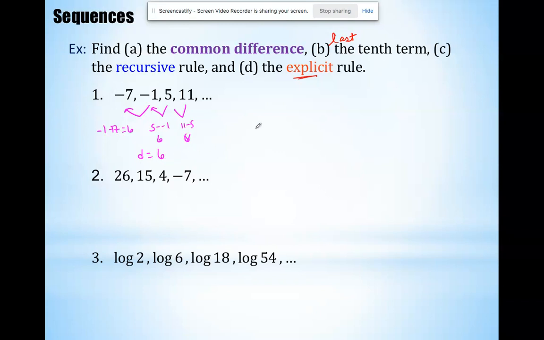So check, I found the common difference. The explicit rule, start with who? Who was our first term? Negative 7. And then to get to the next term, you use the previous term plus 6. The explicit rule is the first term plus the common difference times n minus 1. Let's clean that up a little bit.